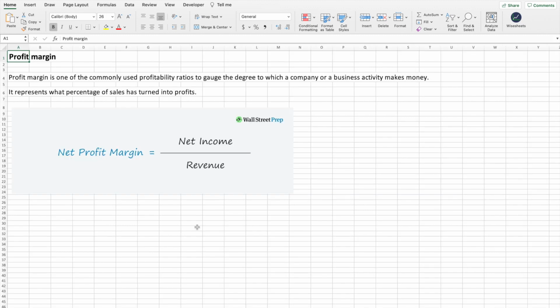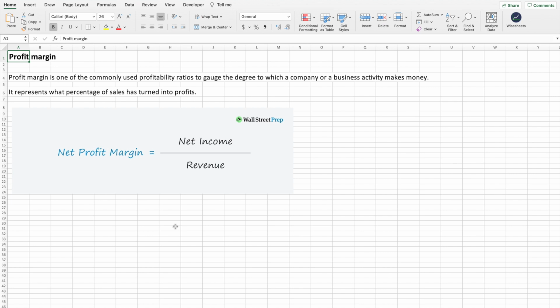Next up, we have one of the most classic stock metrics that you can use, and that is the profit margin. The profit margin is one of the most commonly used ratios to be able to assess the degree to which a company or a business makes money. This essentially represents what percentage of sales has turned into profits. So to turn this into simple terms, for every new dollar that the company generates in revenue, what percentage of that will turn into actual net income?